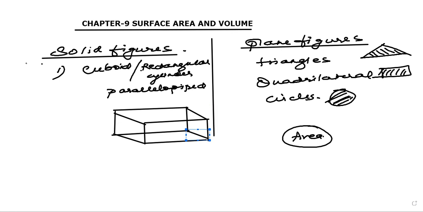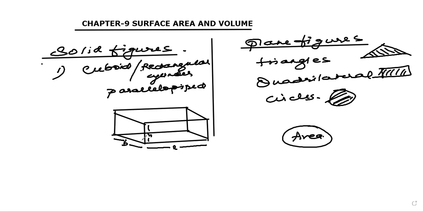It has got a length. This segment, when we measure it, we call it the length. When you measure this, we call it the breadth. And this is the height. So we can see the three different dimensions we can measure in a cuboid: length, breadth, and height. Hence, it's also called a three-dimensional figure because it has got three different dimensions.